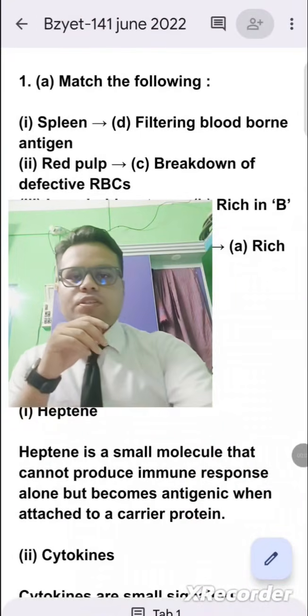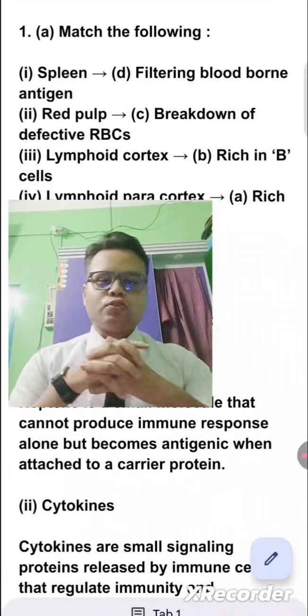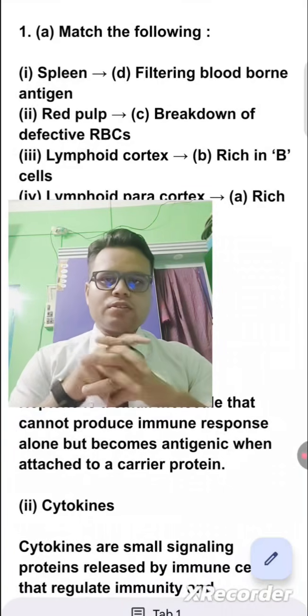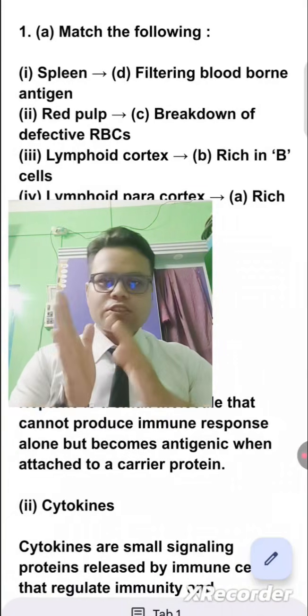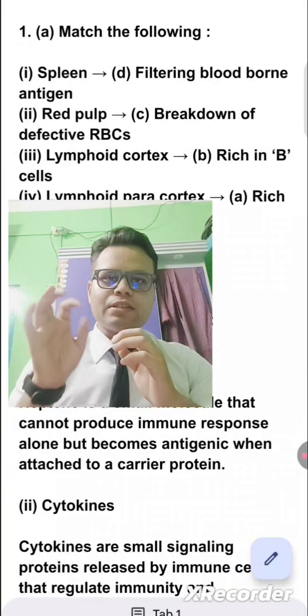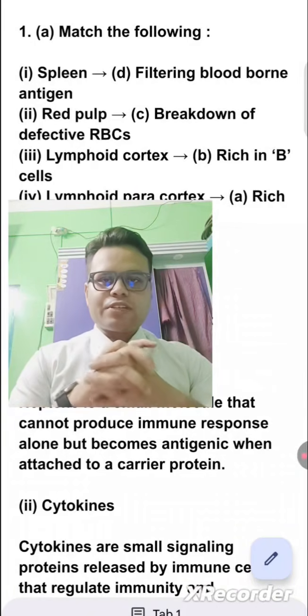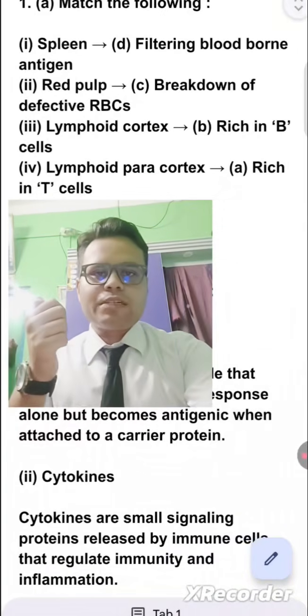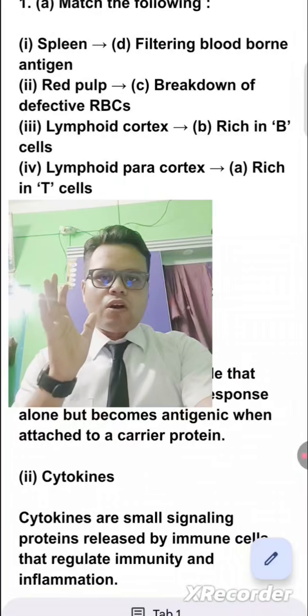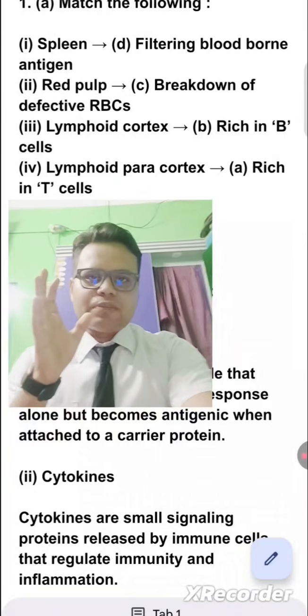So today we are discussing the immunology paper, June 2022. Okay, so first question, class: what is the spleen? The spleen filters blood-borne antigens. Okay, what do you mean by the red pulp? Red pulp is the breakdown of defective RBCs.